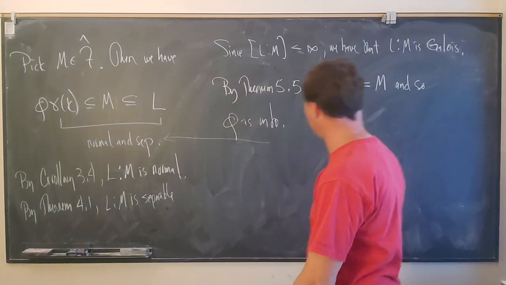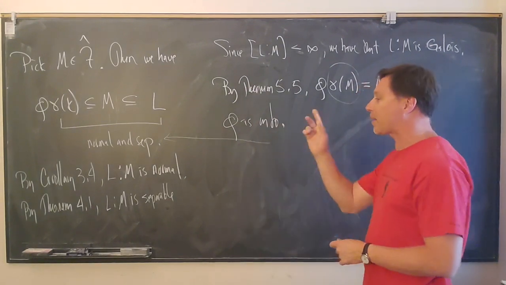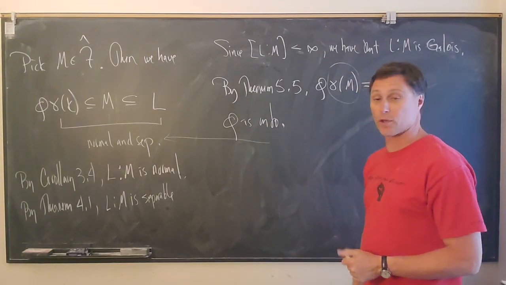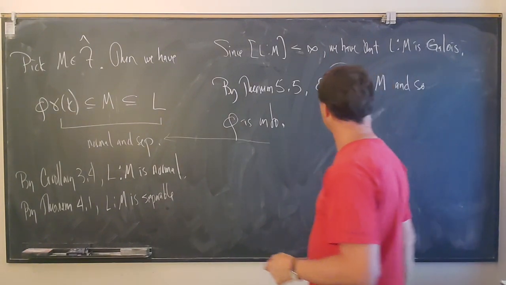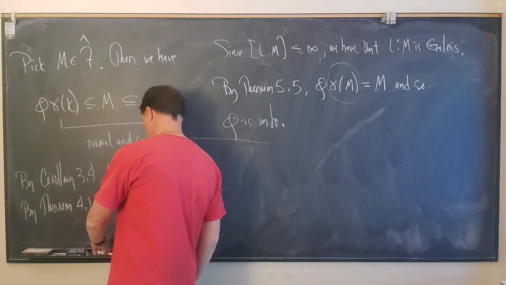Okay. I mean, that kind of sneaks up on you, but that completes the proof, right? We've got a bijection, right? And gamma is the inverse, right? Phi gamma of M equals M, and gamma phi of a group equals the subgroup.